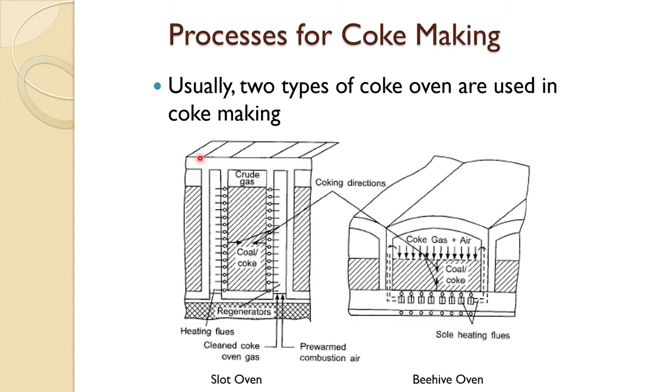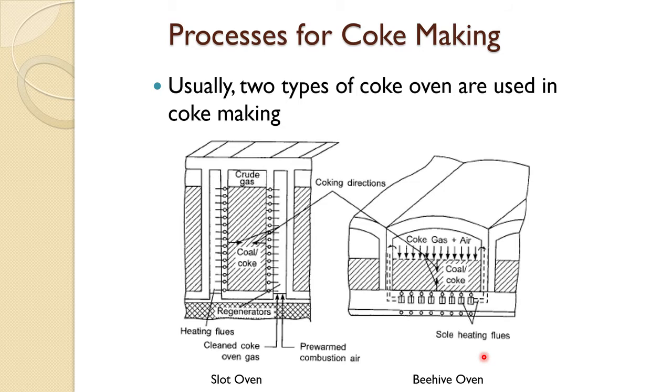So, the whole set of ovens in a row is known as the coke oven battery. Whatever gases and other things evolve during the coke making are taken away from the top in the slot type oven.